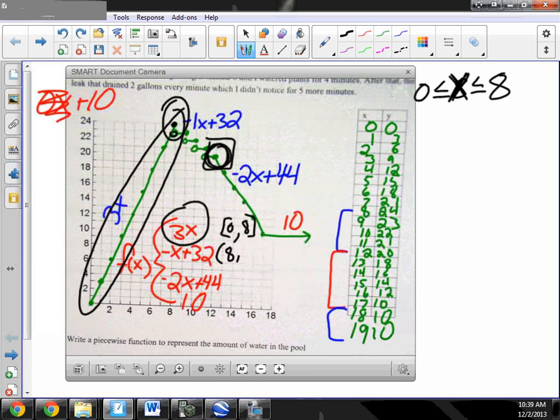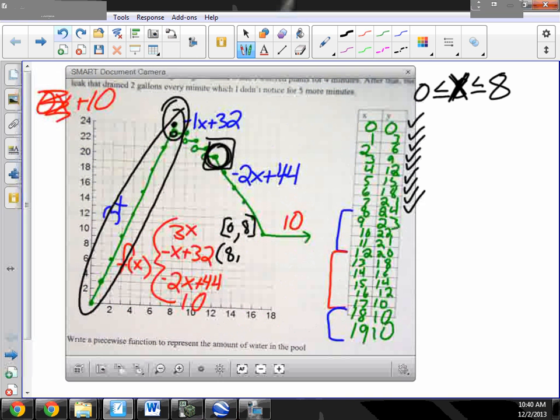Well, if we go back to the story, if we look at the chart, all of those are filling the pool, right? And at 8 minutes we stop filling the pool. So the 3x function is the filling the pool function, and it occurred from 0 seconds up to 8 seconds. So our domain is from 0 to 8. Okay? Well, then we switch to a different function. When does that function happen?